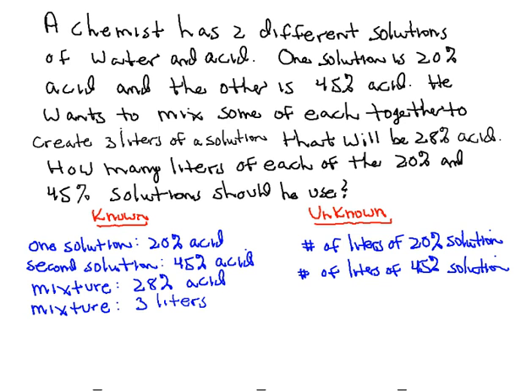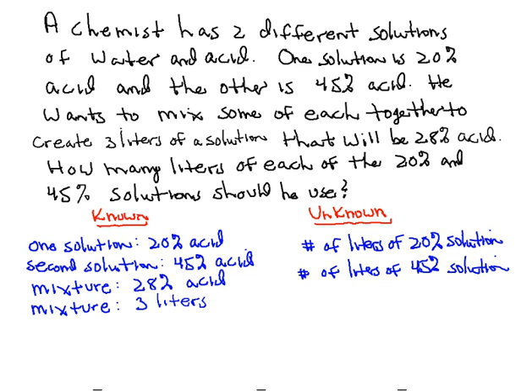One solution is 20% acid and the other is 45% acid. And he would like to make a mixture that will put those two solutions together, creating 3 liters of a solution that will be 28% acid. And we're asked to find how many liters of each of the 20% and 45% solutions he should use. So as we've done before, we're going to organize the information into what we know and what we don't know. And you can see that I've done that down here below in blue.